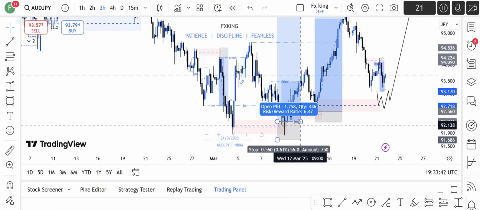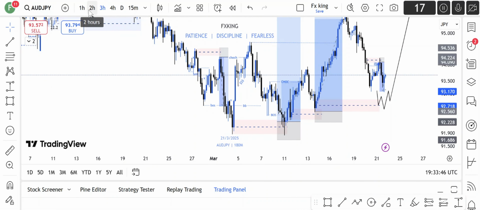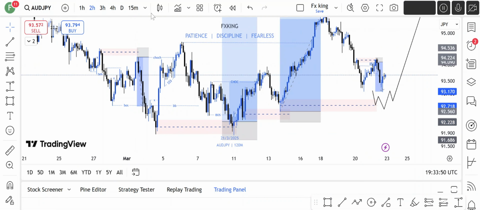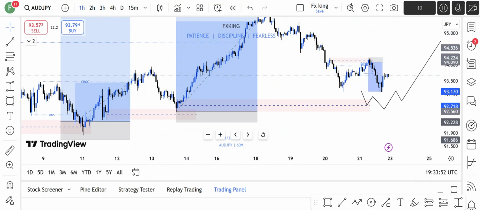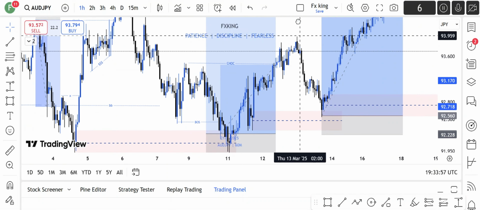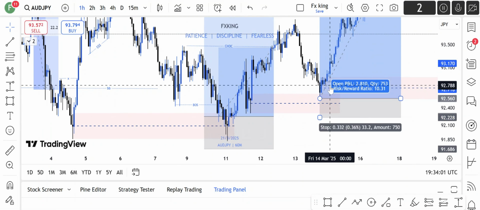Now when that happened, I had a point of interest here. This point of interest was very clean on the time frame I was looking at. I would think, voila, that's it. You look at this point of interest, it's very clean. But I did not take this trade.